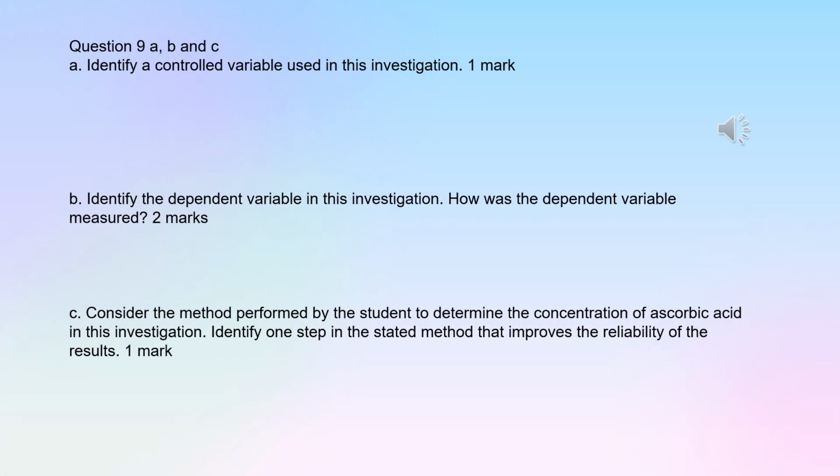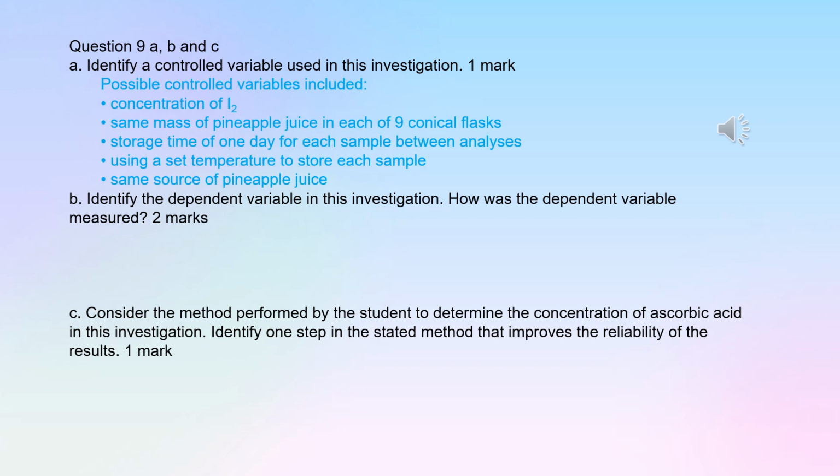A controlled variable is a variable whose value is constant in all experiments. The values of variables are constant, and the controlled variables are as follows. The concentration of iodine, the mass of pineapple juice, storage time, and the same source of pineapple.